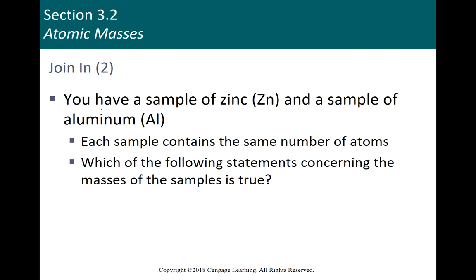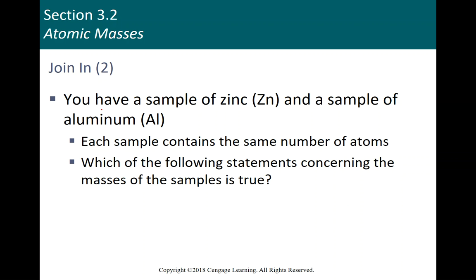This last question asks about zinc and aluminum, and so let's look at zinc and aluminum on the periodic table. It says in the question that each sample contains the same number of atoms, and it wants to know which of the following statements is true concerning the masses. So first, let's look at the masses before we go to the next slide. Aluminum's atomic weight, or average atomic mass, is basically 27. Zinc's average atomic mass is about 65.